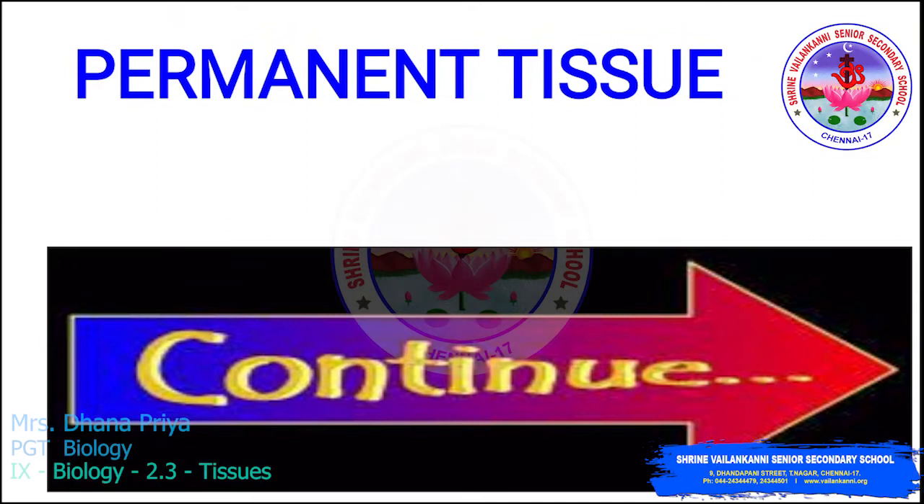Hello students. Last class we discussed the permanent tissue. In that we saw three types of tissue: parenchyma, collenchyma and sclerenchyma. In this video we're going to continue with the permanent tissue. The left part will be the sclerenchyma, so now we're going to discuss sclerenchyma in brief.